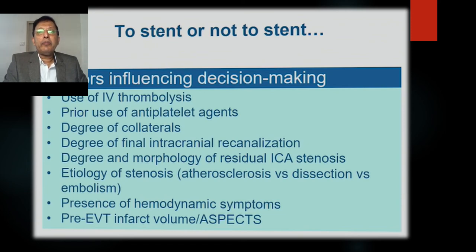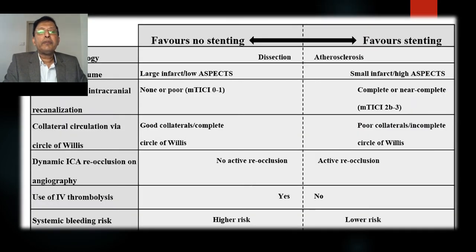Pre-EVT infarct volume. If the ASPECT score is very low, the chance of a hemorrhagic transformation is higher. So that also should affect or influence your decision to stent the patient. So this is roughly a chart summarizing what I have discussed. With a large infarct volume, then no stenting. Good collaterals, the circle of Willis is complete, the patient is likely to do well, then no stenting.